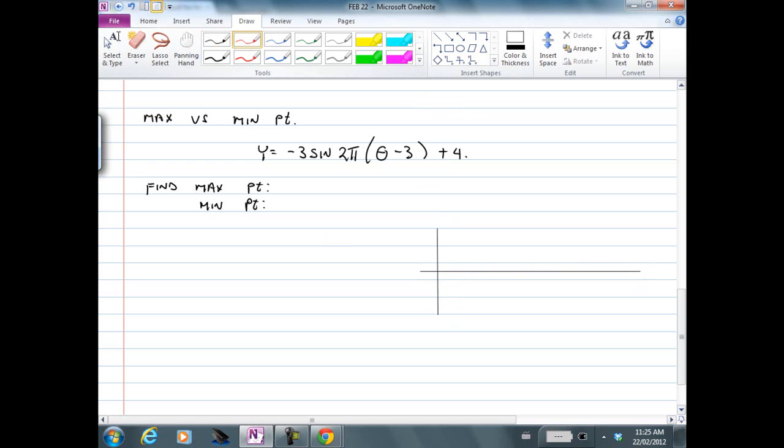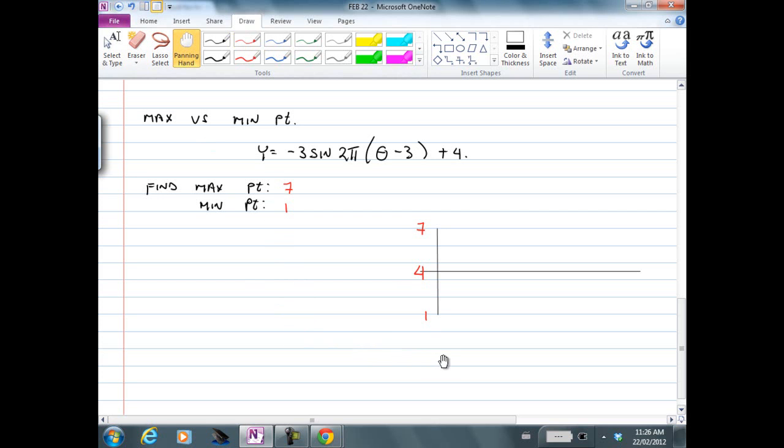See, your vertical displacement is 4. Keep it simple. My highest will be this point up here, 7. And this is 1. So my max is 7. My min is 1. That's what max and min is. It tells you the highest point you can go and the lowest point you can go. You're going to need to know this concept when you work with word problems.